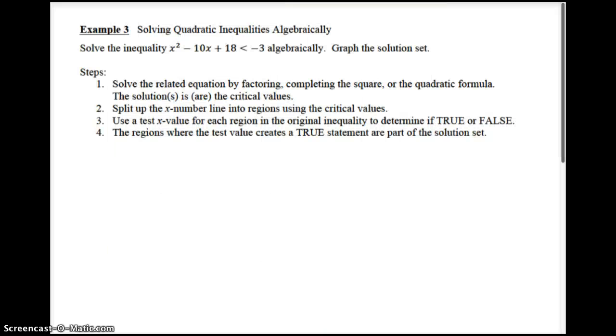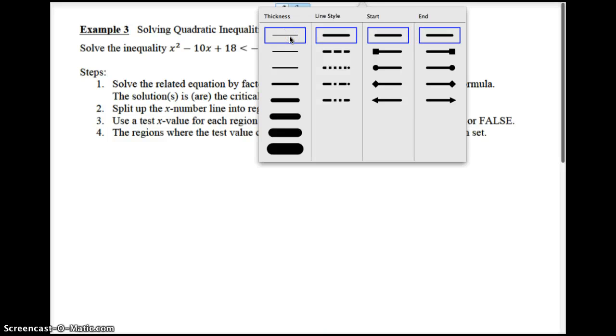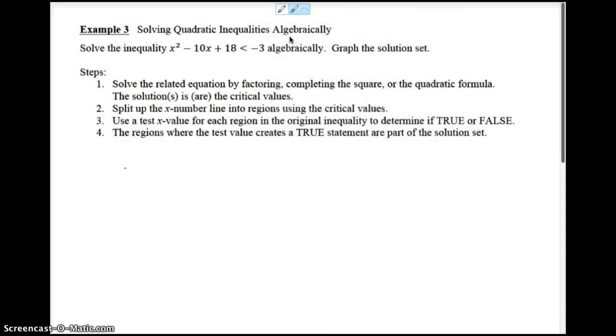We have an example, and in example 3, it says we want to solve a quadratic inequality algebraically. And what we need to do, we're going to graph the solution set. Of course, that's going to be on a number line. And how do we know that? We know that because there's no y in our inequality. The only variable is x. So we're going to solve the related equation by factoring, completing the square, or using the quadratic formula. The solutions are going to be the critical values.